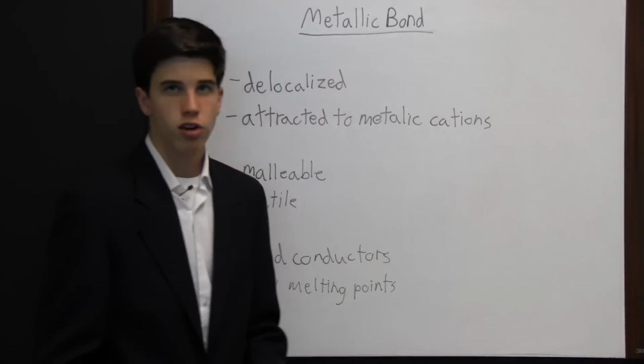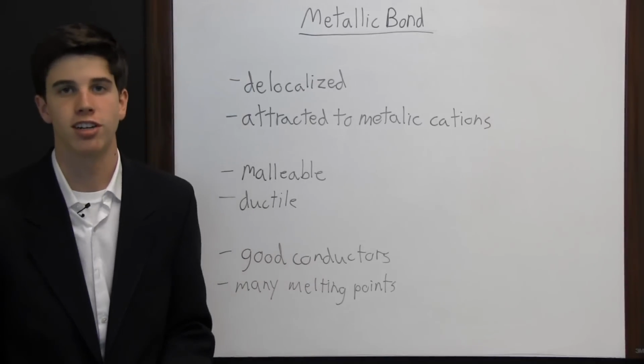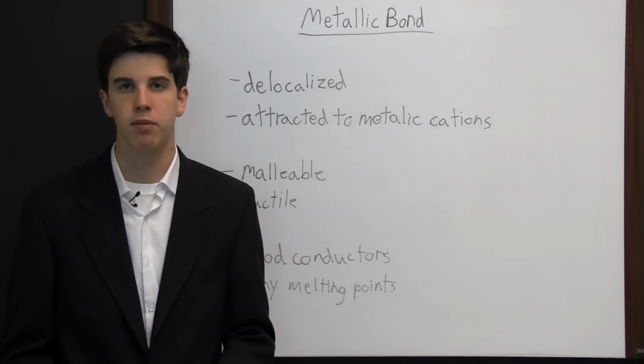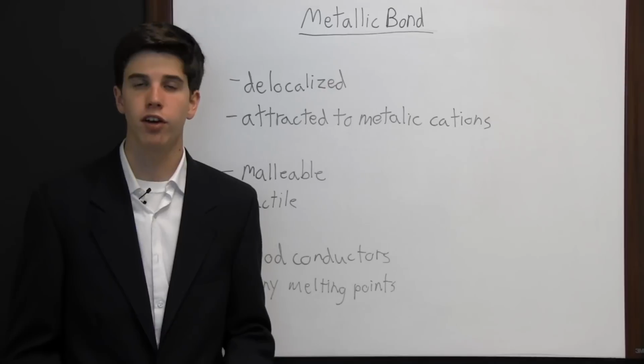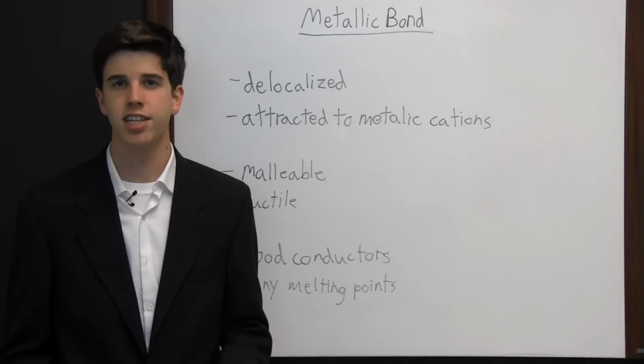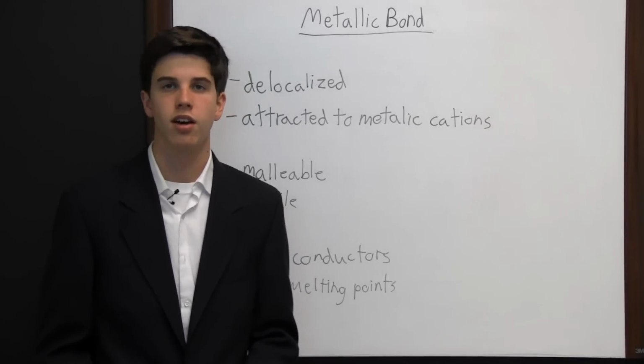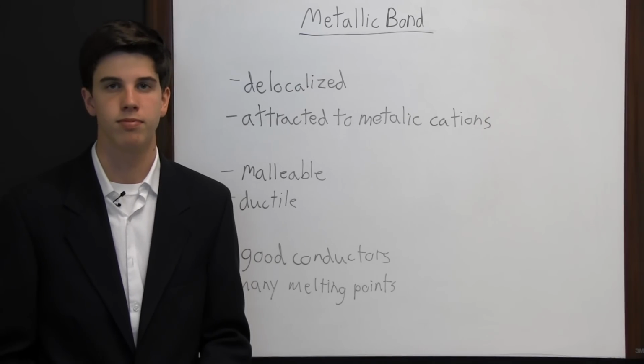So the important thing to remember is that metal cations are surrounded by a sea of valence electrons that aren't attached to any one atom, but just float around. And they're attracted to the metal cations, forming metallic bonds. And because these valence electrons are not held tightly in metals, they have different properties from ionic solids.